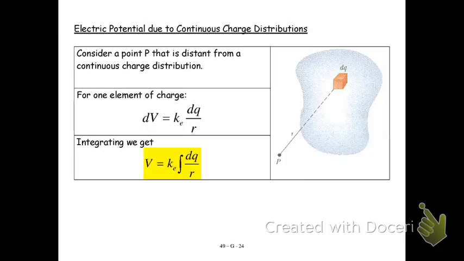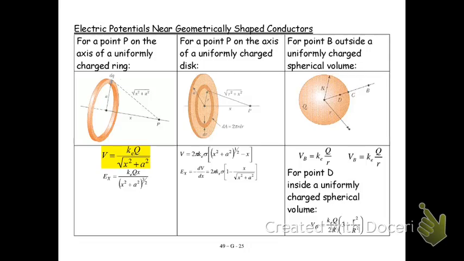If I want to consider a cloud of charge, I do that same thing, taking a whole bunch of little cubes of it. So I'd say my total potential is equal to Ke times the integral of dq over r. All the little bits of charge, all the little bits of r. And don't worry about these two.